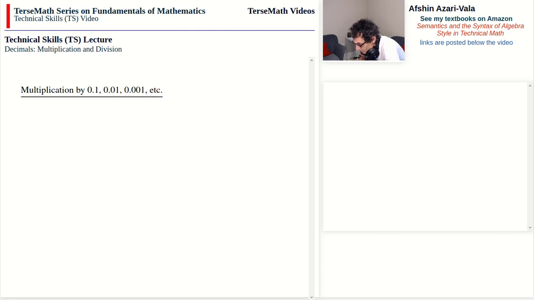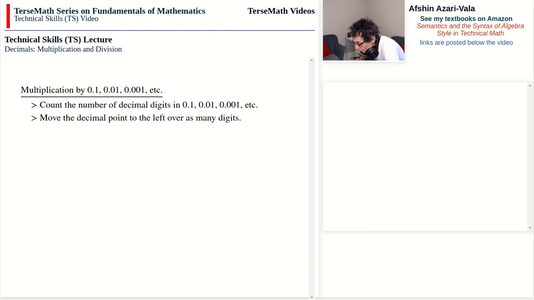And in this case, you count the number of decimal digits in the number that you're dealing with. If it's 0.1, there is 1 decimal digit. 0.01, there are 2 decimal digits. In 0.001, there are 3 decimal digits. And then you move the decimal point to the left over as many digits.